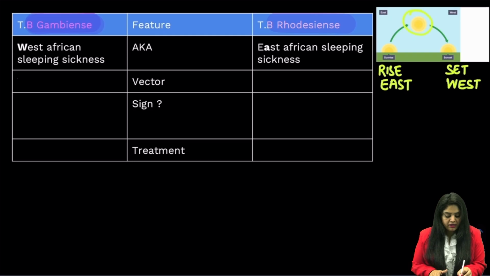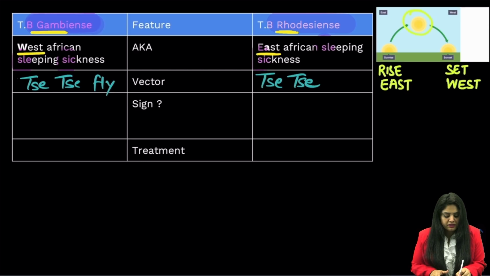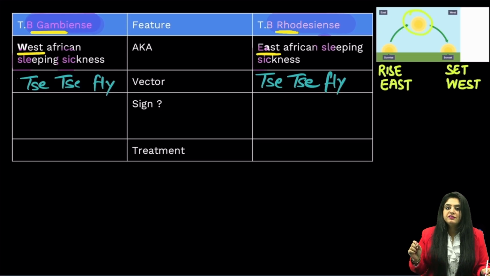So simple. Where does the sun rise? Rising is going to be in the east, so East African. And where is it going to set? Where is it going to be like game over? Game over is going to be West African sleeping sickness. And because you're calling it what disease? SNS, sleeping sickness. What is going to be the vector? The vector for both is the tsetse fly. The vector is the SS fly. That is how you can remember. SS fly will cause sleeping sickness.